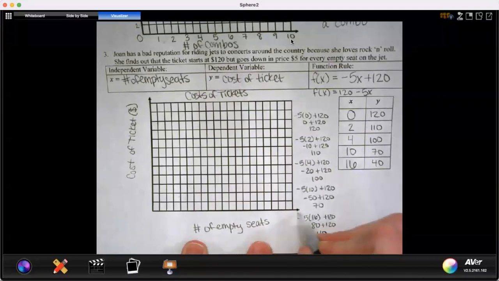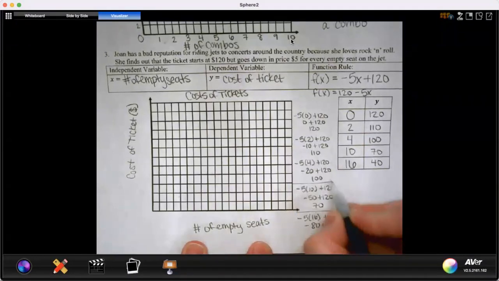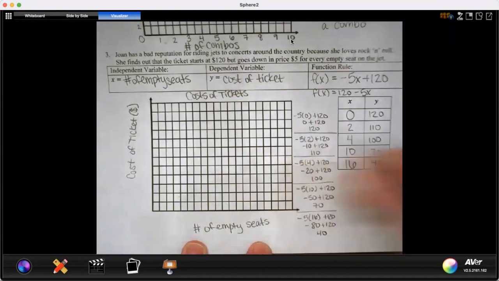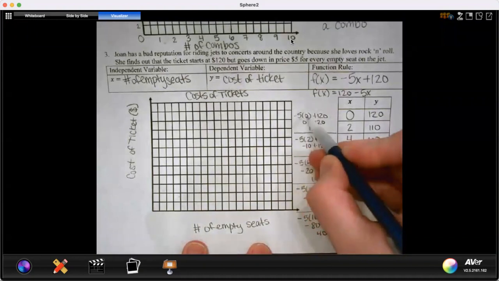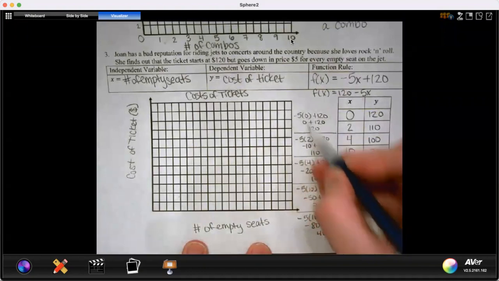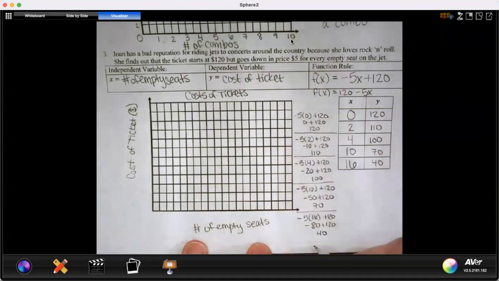Okay, so if we look at the work, we should get the values of 120, 110, 100, 70, and 40. Okay, really like that $40 ticket price. That sounds wonderful. Right, and so we show that we multiplied -5 times the x values and then added 120, and we get these values.